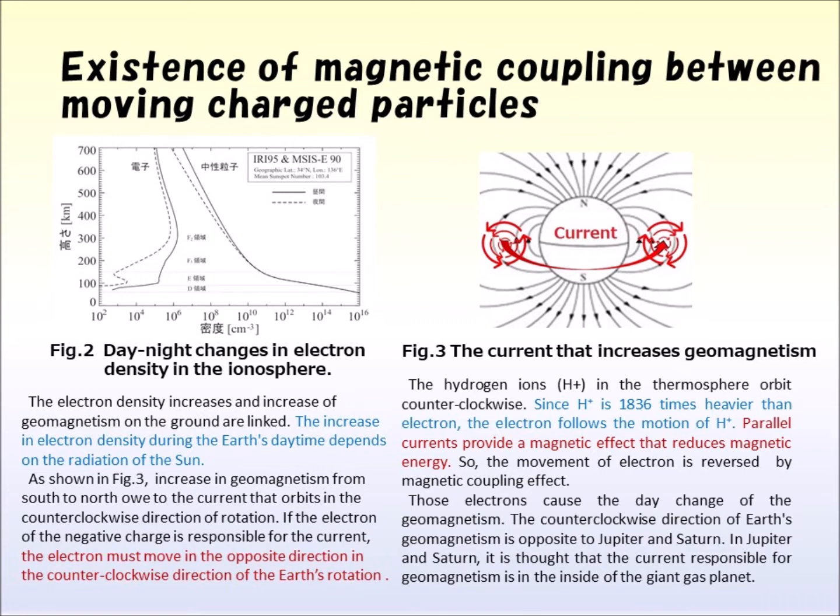Parallel currents provide a magnetic effect that reduces magnetic energy. So, the movement of the electron is reversed by the magnetic coupling effect. Those electrons cause the daily change of the geomagnetism.